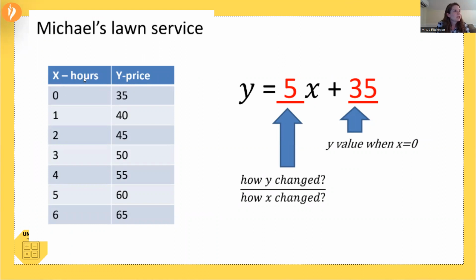All right, so let's look how Michael charges his customers. At 0 hours, he charges $35 because it costs a lot of money and time to get your supplies together and drive to a customer's house. You have the gasoline, you have the lawnmower, and so on. And then what is our rate of change? +5 +5 +5 over +1 +1 +1. So his rate is actually only $5 per hour, plus everyone pays the $35 fee, because even at 0 hours, you still have to pay $35. So that makes that $35 a fee.